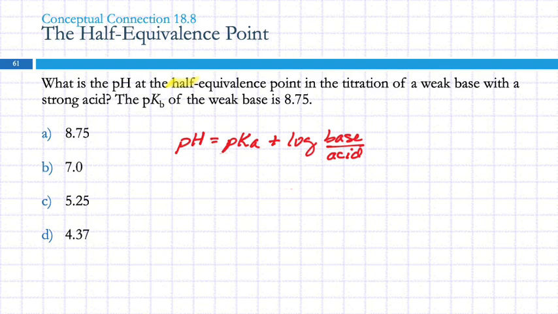So the pKa here is, but we need the half equivalence. This is at the half equivalence. You said at the equivalence point of the log. I'm sorry, yes. At the half equivalence, these are equal. So it should be 5.25.